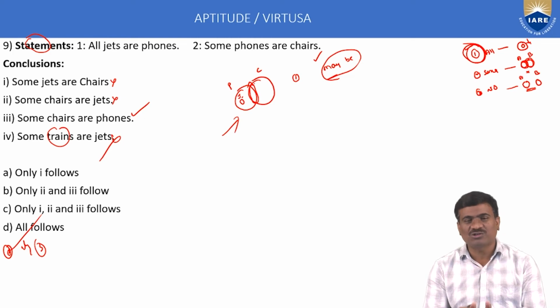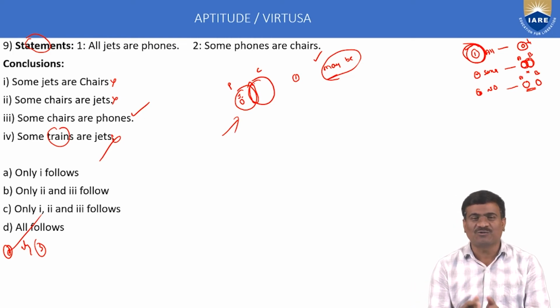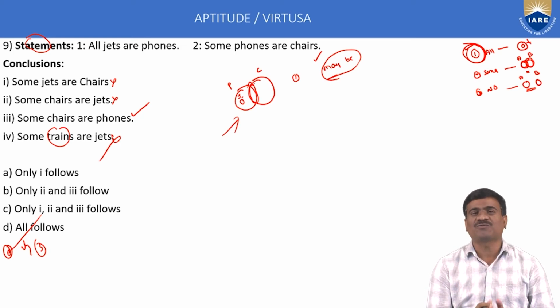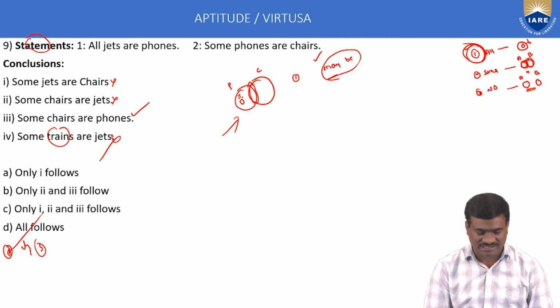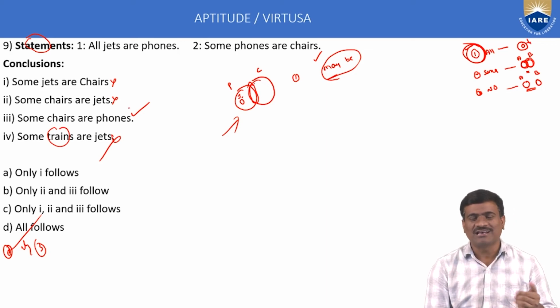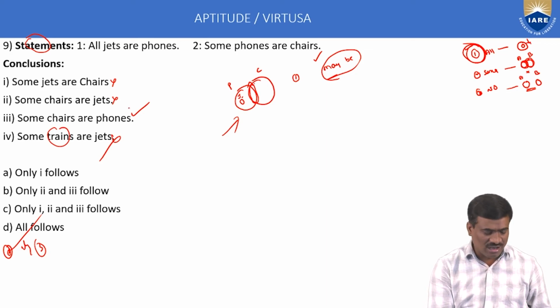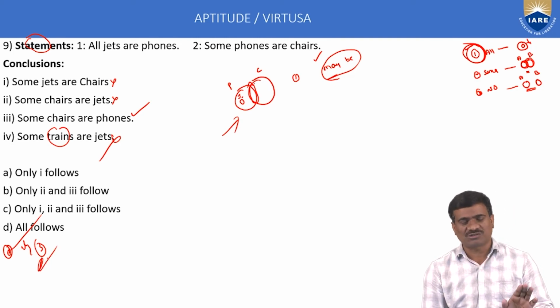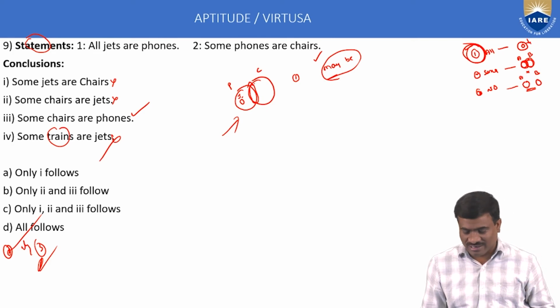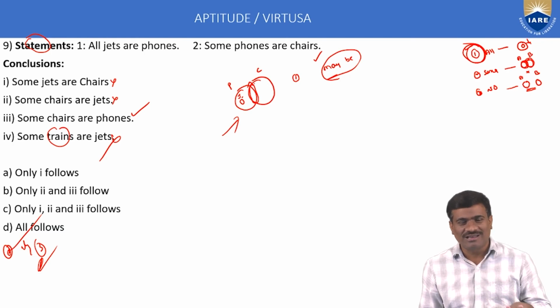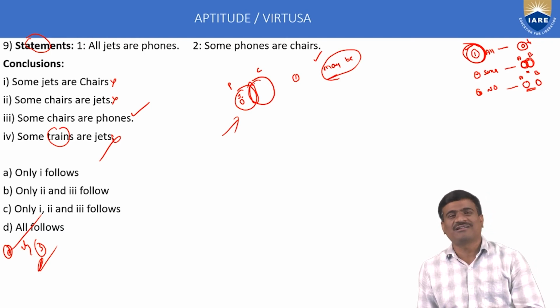That way, some phones are chairs, some chairs are phones. That one is exactly correct. Next, all jets are phones, some phones are jets, that one is also exactly correct. But among the four conclusions, only the third is correct and the remaining are not correct, and that option is not given. So option A: only 3 follows, and the remaining 3 conclusions are not correct. This is about the logical deduction topic.